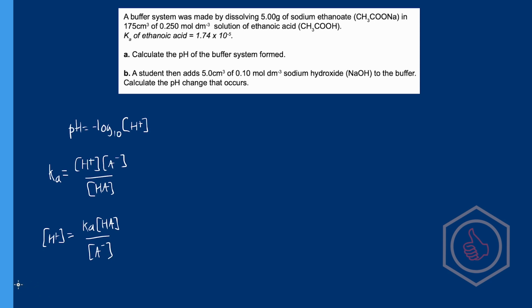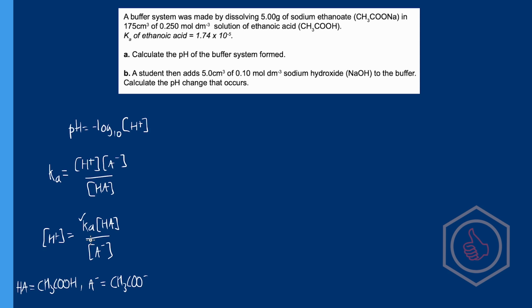Now in this specific question, HA equals our ethanoic acid, CH3COOH, and A− ions, ethanoate, CH3COO−. So for the workings in the rest of this video, I'm just going to refer to them as HA and A− to make things a bit easier to write. But if you get a bit confused, just remember that HA is CH3COOH and A− is CH3COO−. Now in the question, we're told the Ka value of ethanoic acid, 1.74 × 10⁻⁵. So we know that isn't a problem.